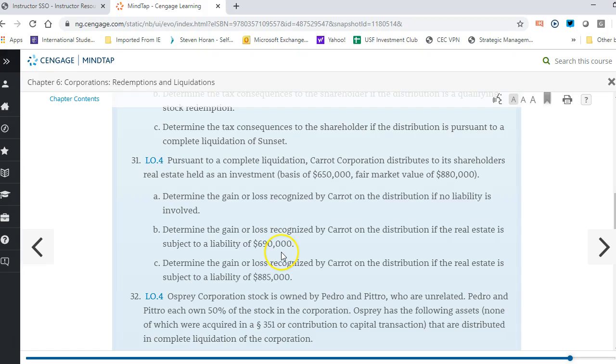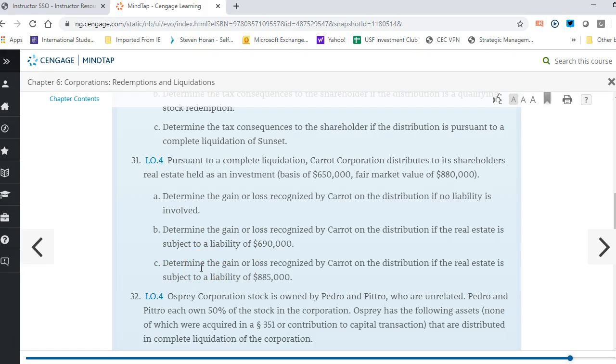So in this example, the liability is below fair market value, and that's the key. So we're going to treat B the same as A because liability is lower than fair market value. As long as that's the situation, I'm okay, and I can treat this as a $230,000 gain.